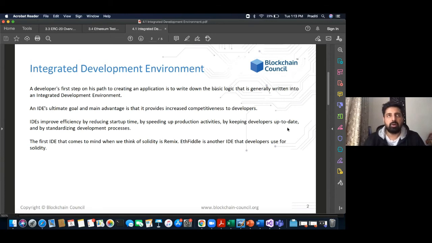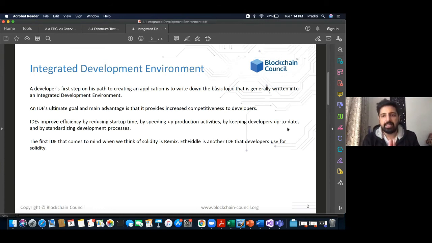The IDE's ultimate goal and main advantage is that it provides increased competitiveness to developers. The tools in the IDEs actually help you figure out the mistakes that you have committed while writing the code. IDEs improve efficiency by reducing startup time and by speeding up the production activities, by keeping developers up to date, and by standardizing the development process.